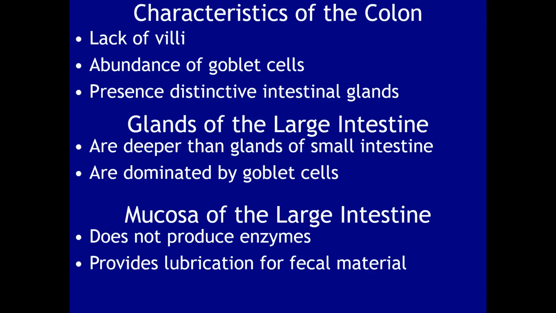So the colon lacks villi, so that tells you right there that it has a different job than the small intestine. The glands are deeper than the glands of the small intestine, and there are many, many goblet cells there, so there's a tremendous production of mucus. The large intestine does not produce enzymes, but it does produce lubrication for feces.